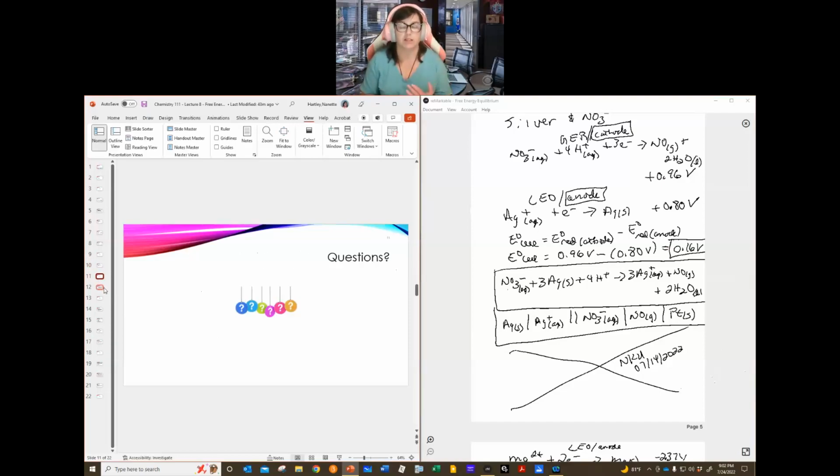So, a couple of takeaways. You want to build this as a positive E cell. Okay, whatever you have to do to make that work, that's the way it's going to go. So your reduction is going to be the more positive reduction potential. Your oxidation is going to be the less positive reduction potential, or negative. That's how you're going to determine which one goes which direction.